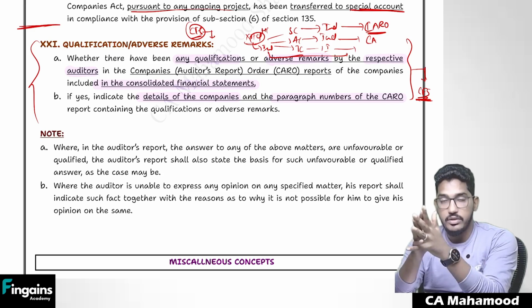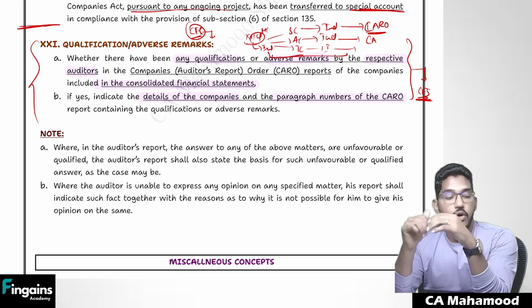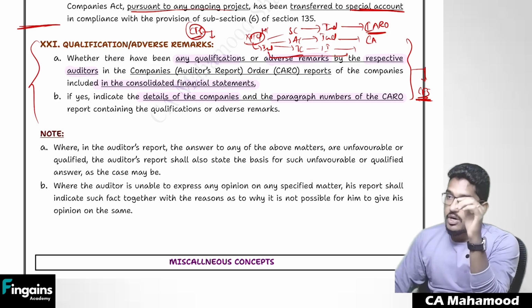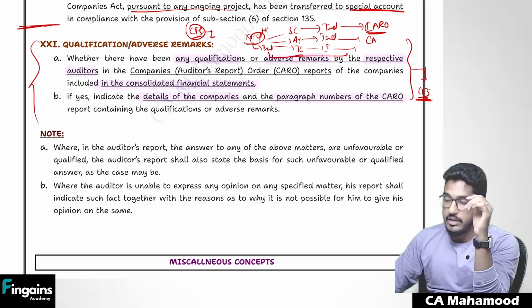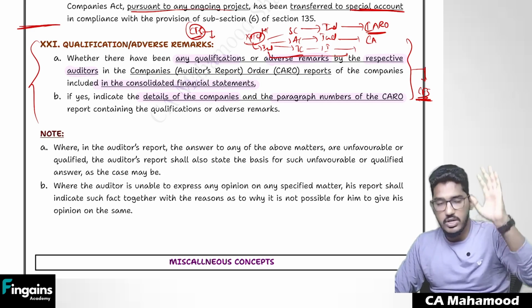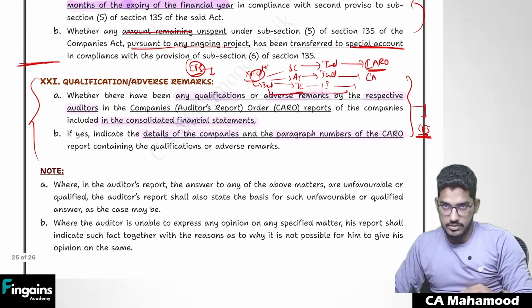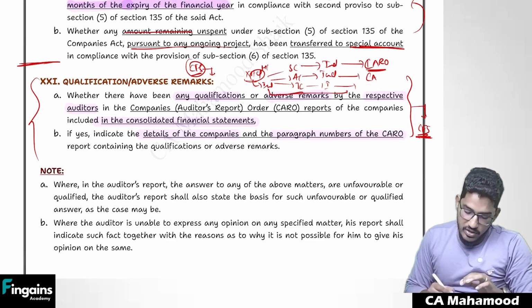And one more important thing here. Whether you get a negative comment or positive comment for any of these points, all the matters are required to be mandatorily reported. Irrespective of whether you get positive comments or negative comments, all the 21 matters are compulsorily required to be included in the auditor's report. So this is what regarding CARO, guys.